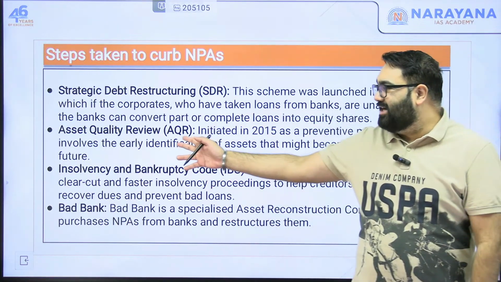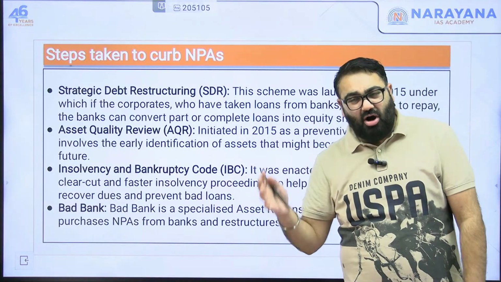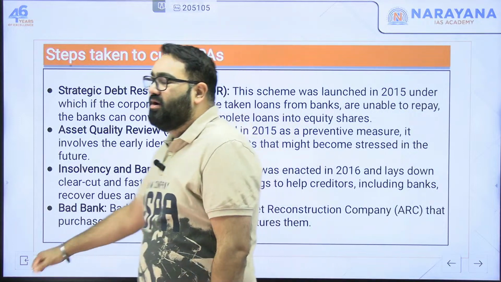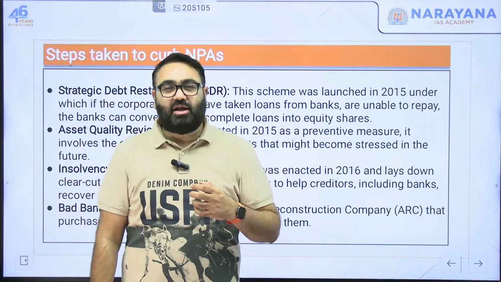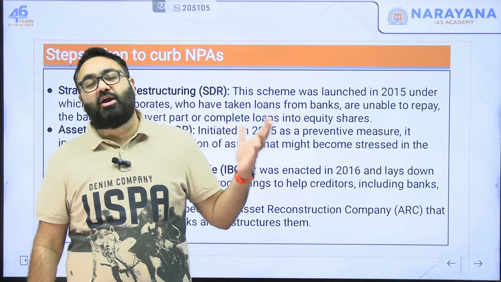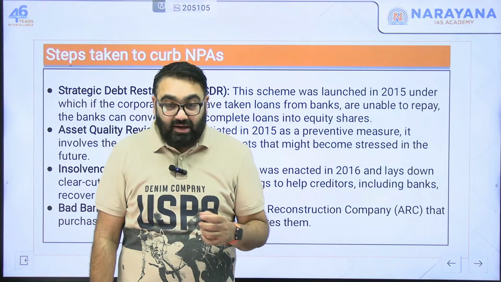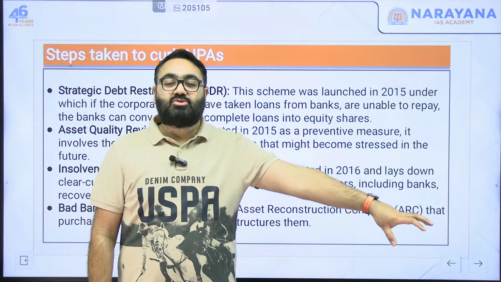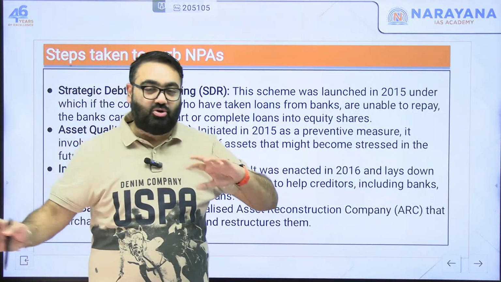There's also asset quality review that is done. Now, what is this? On a regular basis, the banks have to identify the loans that they have given. They have to identify which are the loans that have a probability of going bad later on. So the loans that may turn into NPAs later on have to be identified earlier, so that action can be taken against them earlier without waiting for them to actually go bad.